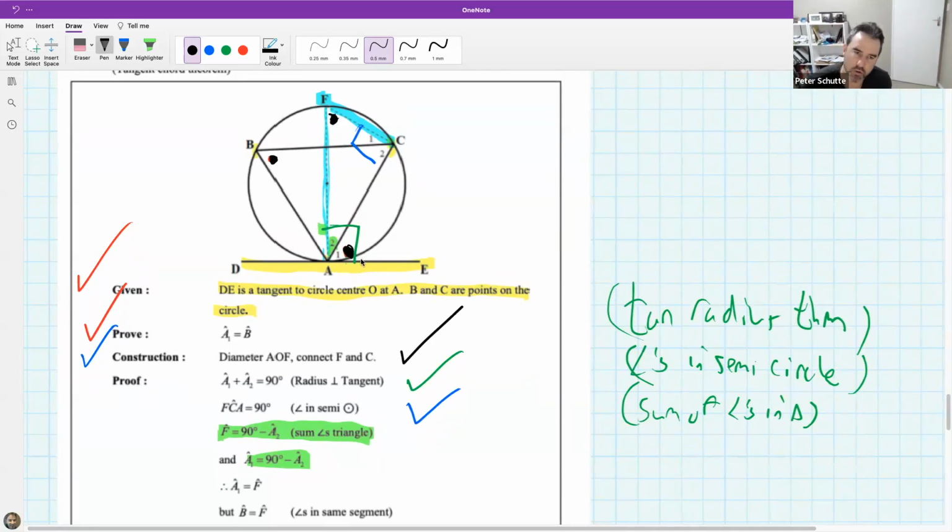So A2 is the one that's in common over here. So if I want to get A1, I go 90, this thing here, minus the A2 over there.